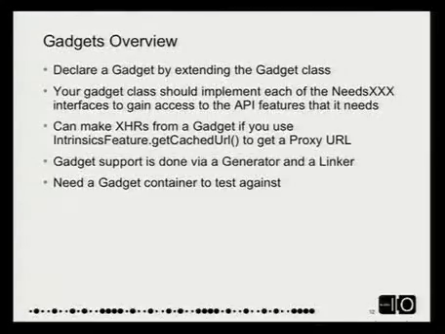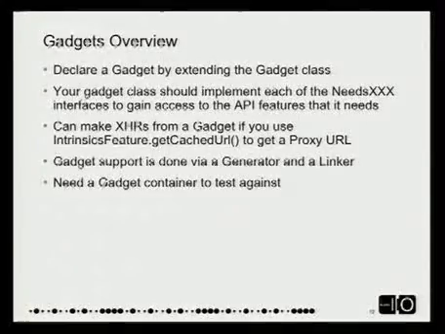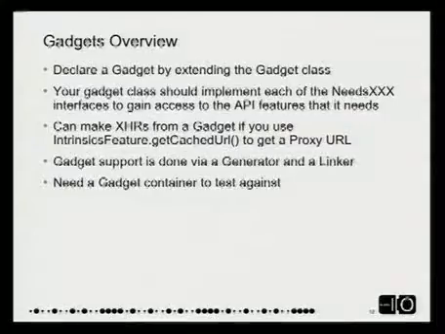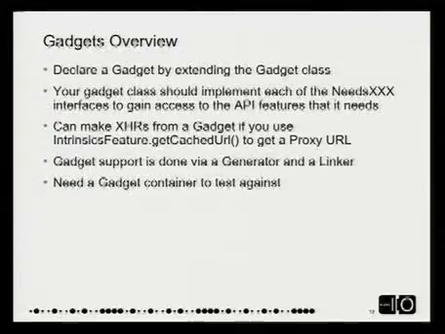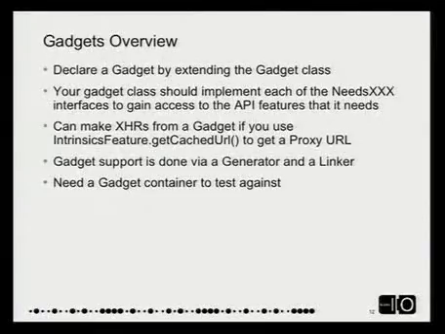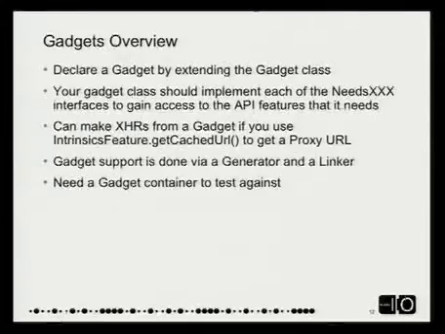We have this gadget class now that's part of the gadget support, and you literally just extend it, and that basically expresses the intent that you want to create a gadget. Now, each feature that a gadget wants to access is modeled via an interface whose name is needs followed by the feature name. So in that case, your gadget would extend the gadget class and implement as many of these different needs interfaces as it wants in order to fulfill the behavior that it wants to expose. And there's an example that I'll get into shortly.